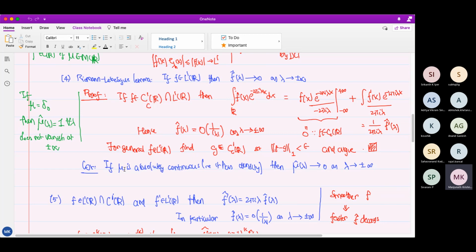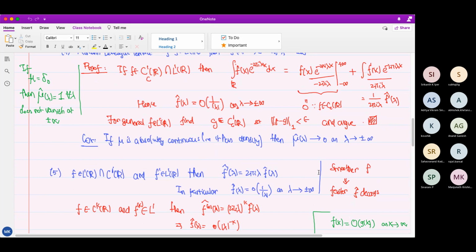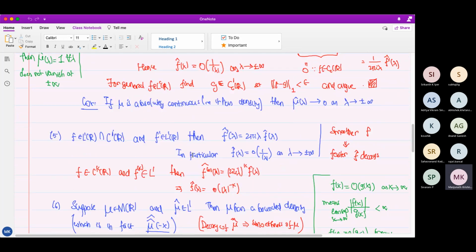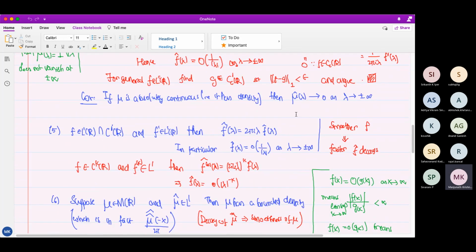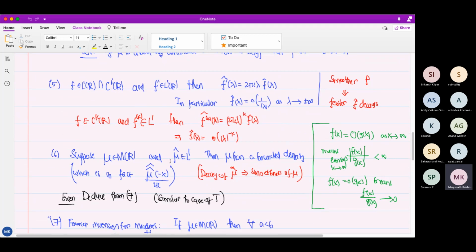So that means that for absolutely continuous measures, mu hat of lambda must go to 0. A sort of converse statement is that if mu hat of lambda goes to 0, that's not enough to say mu is absolutely continuous, that is, it has a density. But if mu hat is L1, then it is true, and you can recover it as the Fourier transform of the Fourier transform evaluated at minus x, and you have to divide by 2 pi. This is why I said that the convention is important. Depending on where you put the 2 pi's, you may or may not have this factor.